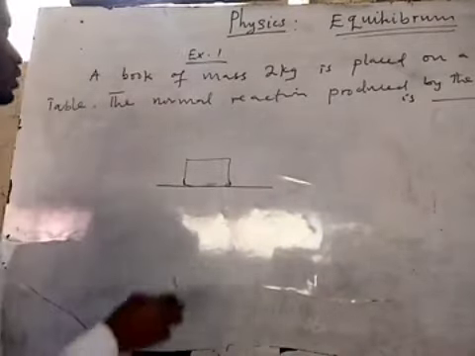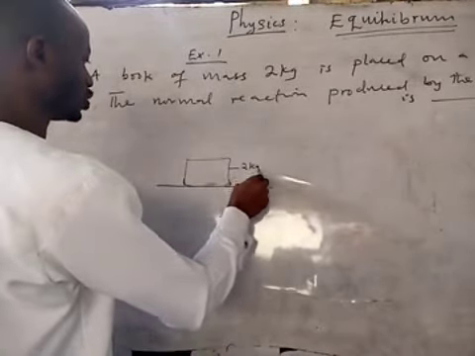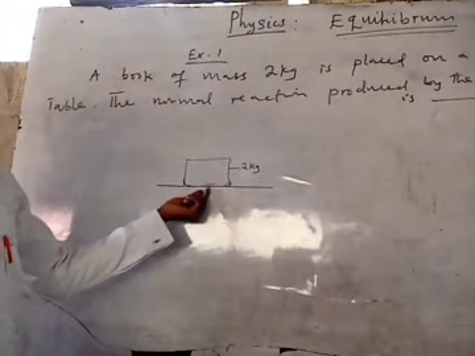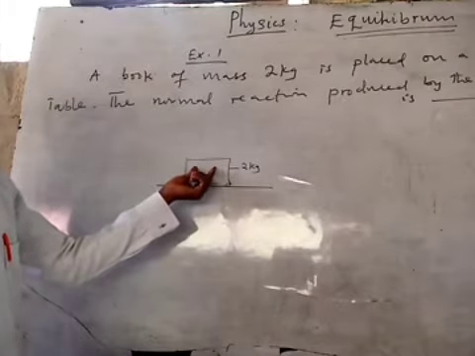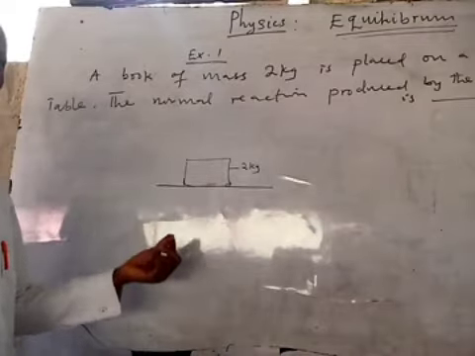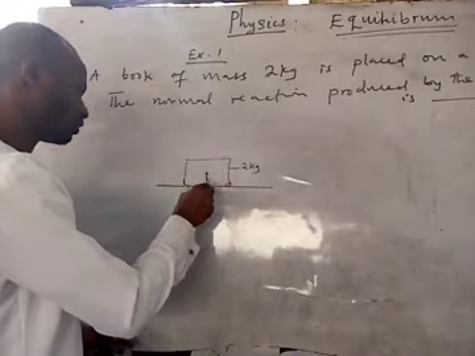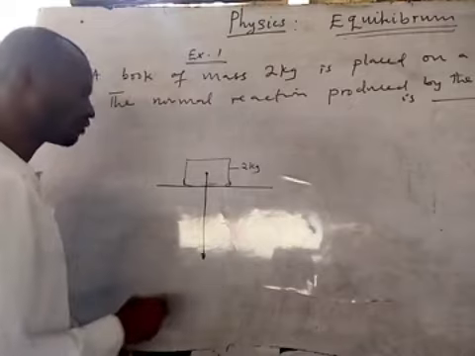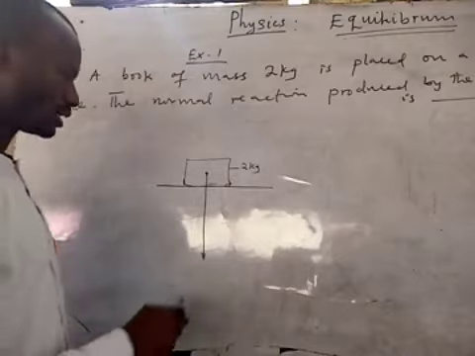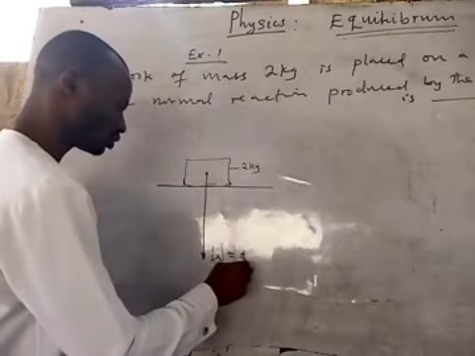And this book has mass. The mass of the book is 2 kg. Now, once this book is placed on this table, the book will experience a downwards vertical force, which is called the weight of the book. This downwards vertical force, which is equal to the weight of the book, is equal to mg.